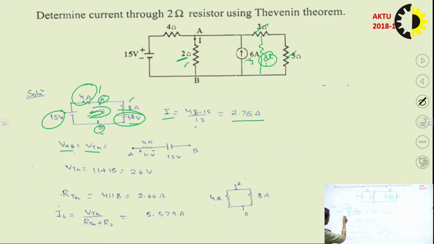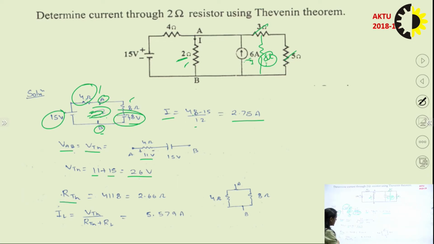So current flowing through this 4 ohm is 2.75. So voltage will be 11 volt. So 11 volt and 15 volt. So they are in plus minus and plus minus. So both the voltage will get added. So 11 plus 15, this is 26 volt, right? So you will get 26 volt.